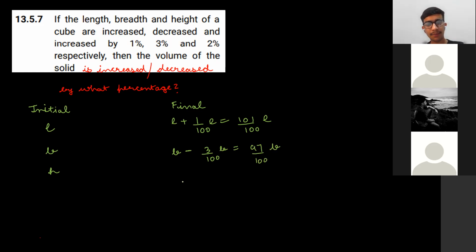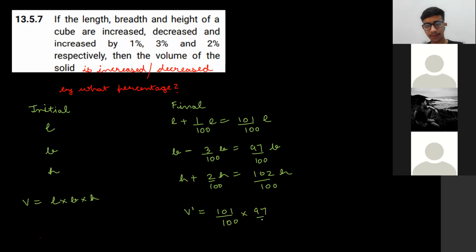Okay. And height is increased by 2%. So that means H plus 2 by 100 of H, which is equal to 102 by 100 H. Let's say the initial volume is V. So V is equal to L into B into H. New volume V dash will be equal to 101 by 100 times 97 by 100 times 102 by 100 times L into B into H. So V dash is equal to this whole multiplication times V. Okay, let me do this multiplication.